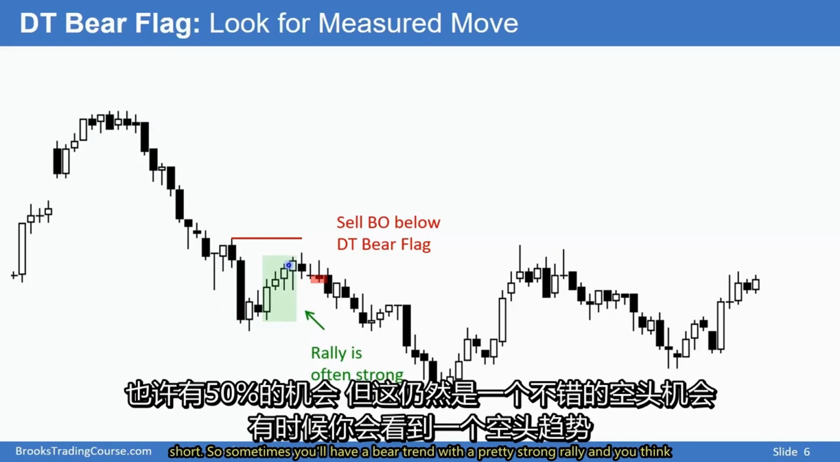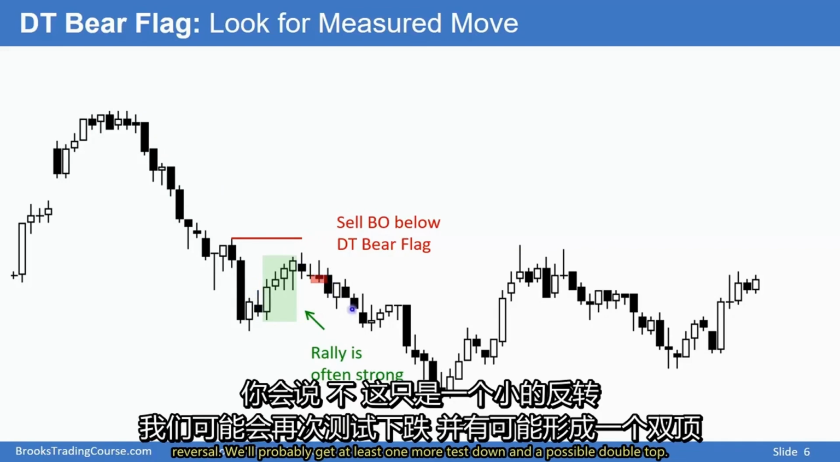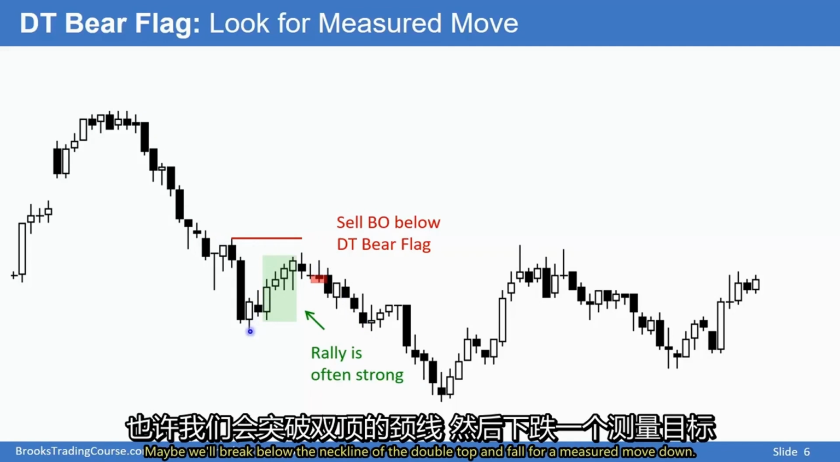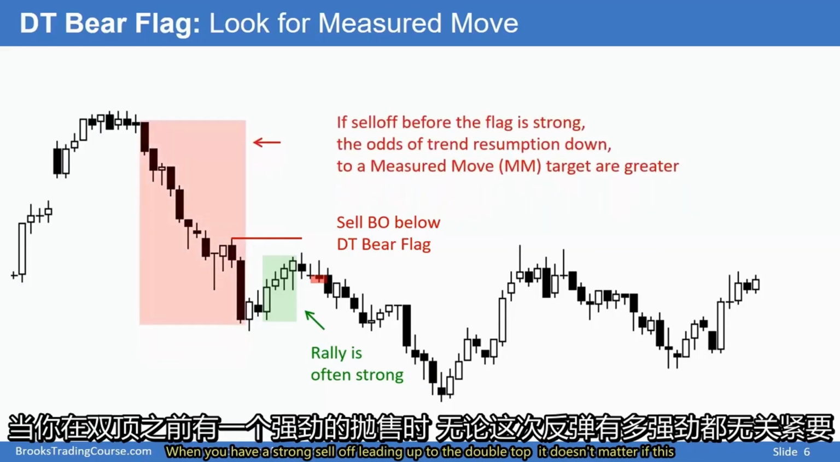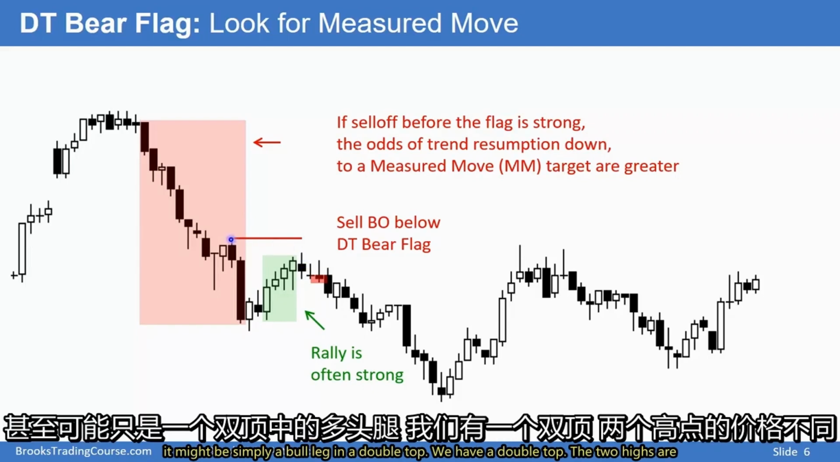So sometimes you'll have a bear trend with a pretty strong rally, and you think bull trend, but you look to the left and see a tight bear channel, and you say, nah, minor reversal. We'll probably get at least one more test down, and a possible double top. Maybe we'll break below the neckline of the double top and fall for a measured move down. When you have a strong sell-off leading up to the double top, it doesn't matter that this rally is strong. It's still more likely, at best, a bull leg in a trading range, and it might be simply a bull leg in a double top.